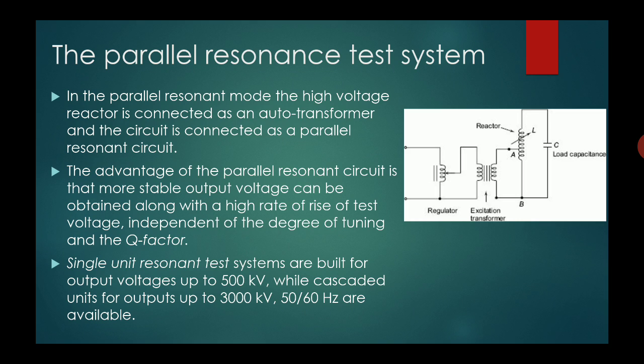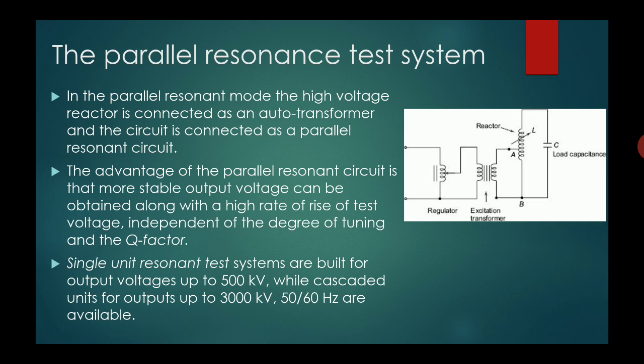Now that was a series resonance system. It can also be done in a parallel resonance system. In the parallel resonance mode, the high voltage reactor is connected as an autotransformer and the circuit is connected as a parallel resonance circuit. The advantage of the parallel resonance circuit is that a more stable output voltage can be obtained, along with a high rate of rise of test voltage independent of the degree of tuning and Q factor.